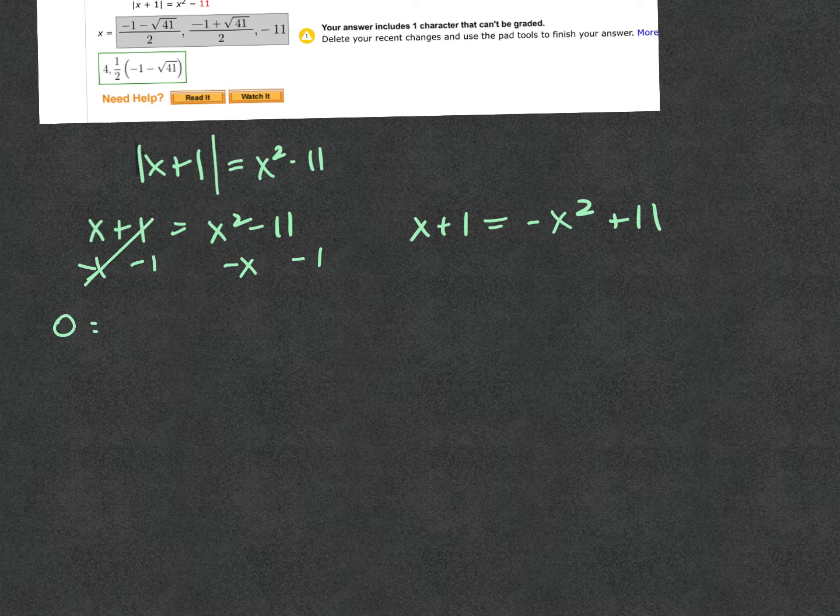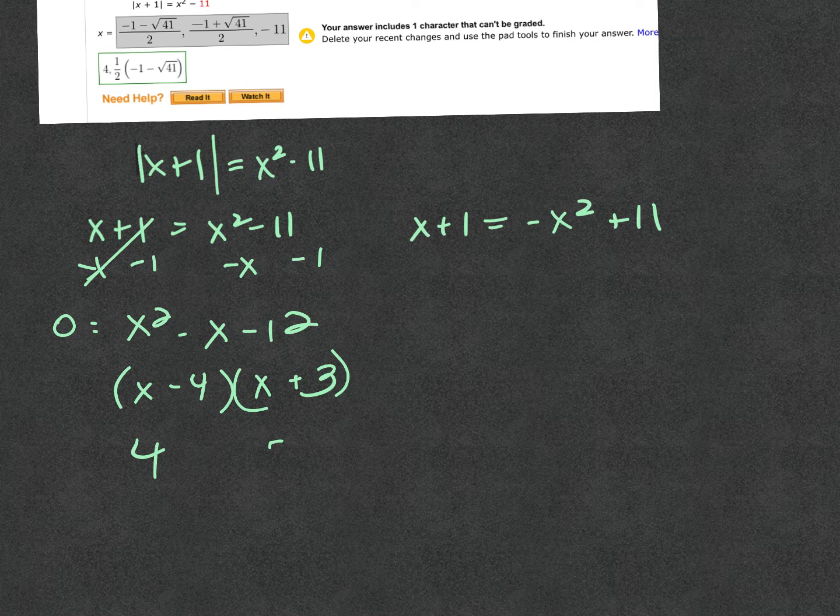So I get 0 equals x squared minus x minus 12. And that's x minus 4, x plus 3, and 4 and negative 3. On the right, I want to move it the other direction. So again, the x squared stays positive, positive x squared, negative 11, and I get x squared plus x minus 10.